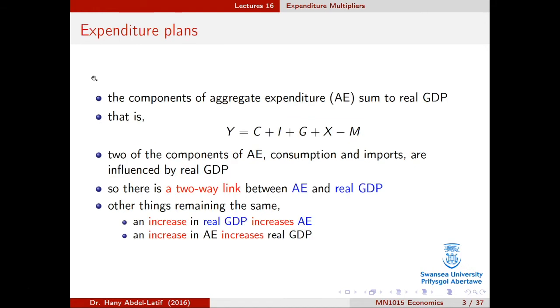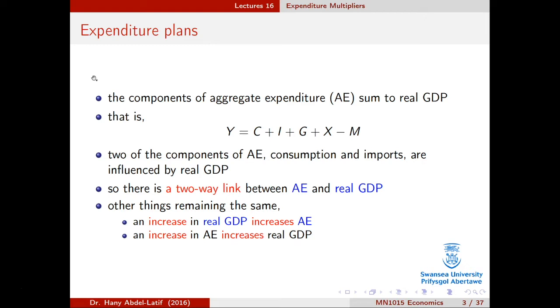So this is the aggregate demand, coming from all these sectors. It's just the sum of consumption, investment, government expenditure, and net exports. These are the main components of the expenditures, or the aggregate expenditure, which represent the aggregate demand.